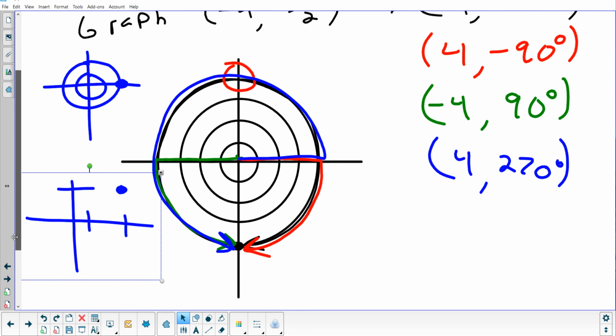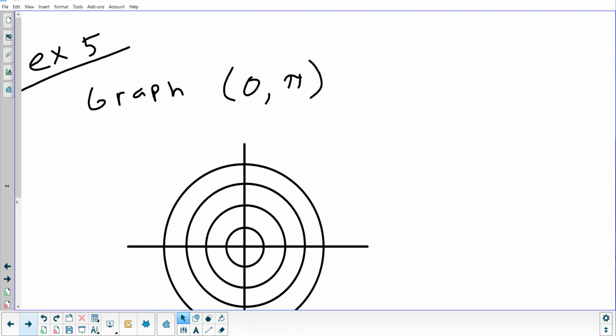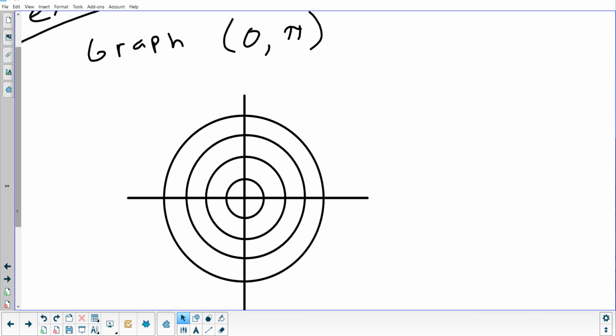Okay, so that's that. How about 0, pi? Where do you think that point's going to end up? Yep. It's going to be at the pole. Yeah, it's going to stay at the pole. So what you want to do for this one is you put a point at a radius of 0. And then when you click it, pi is 180 degrees. So you want to take the point and rotate it 180 degrees, just like that.